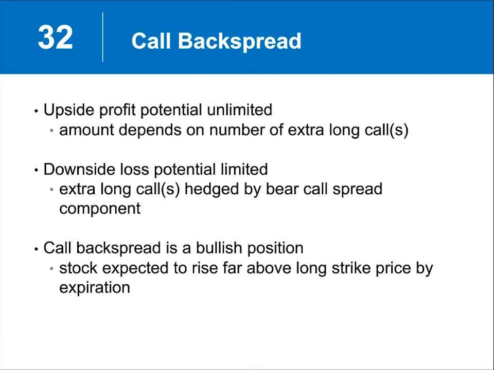Now, the downside loss, again, is limited. You have that spread. That one call is covered by the long call. So you have a spread, and we know spreads have limited risk, limited reward, so that spread helps you here. But the call backspread is really a bullish position, and we expect that stock to rise above the long strike price. And the higher it goes, the better that one long call is going to do. Now, if we don't get a huge increase in the stock, we're looking for, again, an increase in the volatility. The increase in volatility will help bring those two calls up.